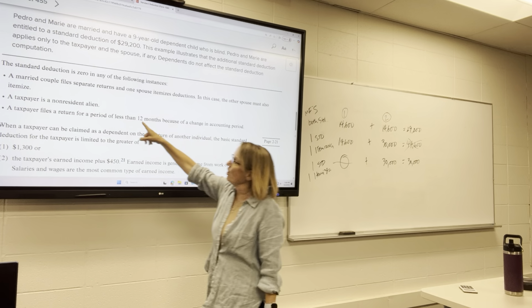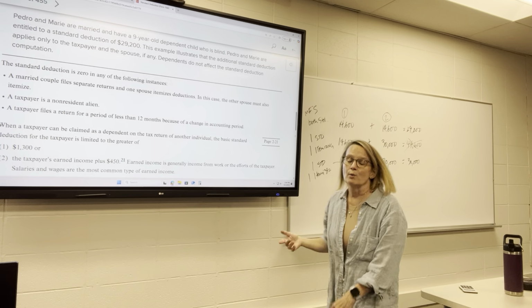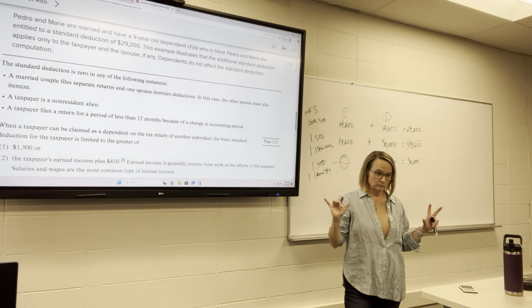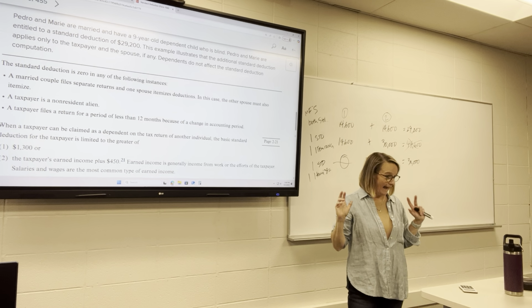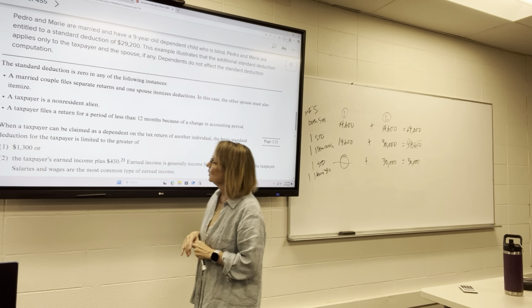If a taxpayer is a non-resident alien, you do not get a standard deduction. We're not going to do anything with non-resident alien returns. They are an absolute nightmare to prepare. We don't do anything with those.